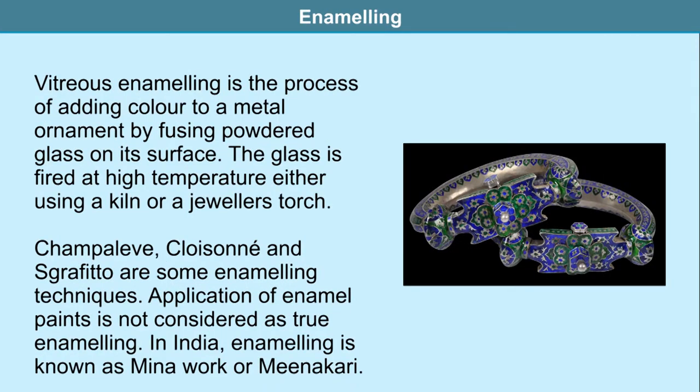Enameling. Through the course of this module, you might have come across this word enamel and enameling multiple times. What is this? By enameling here, I refer to vitreous enameling. Vitreous enameling is the process of adding color to a metal ornament or a surface by fusing powdered glass on its surface. The glass is fired at high temperature, either using a kiln or a jeweler's torch.